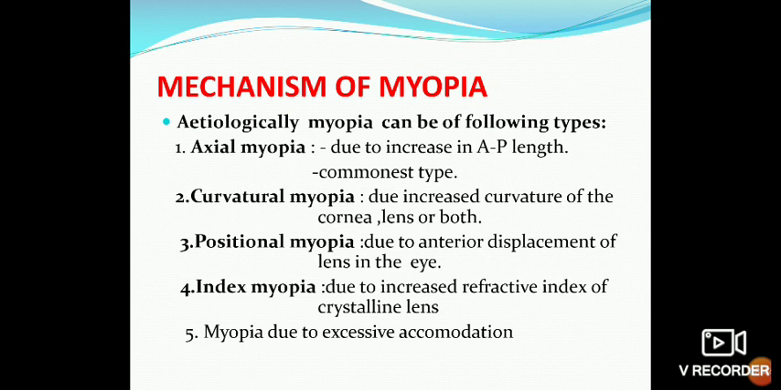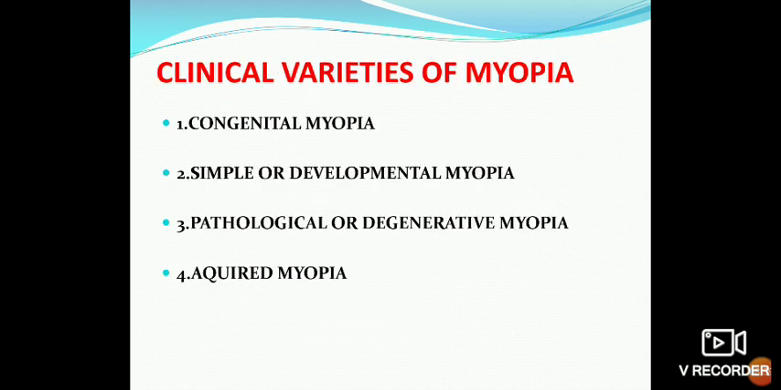But here it is called accommodative myopia or spurious myopia, because theoretically there is no change in the cornea or lens. It occurs because of the excessive accommodation. So it is called spurious myopia.